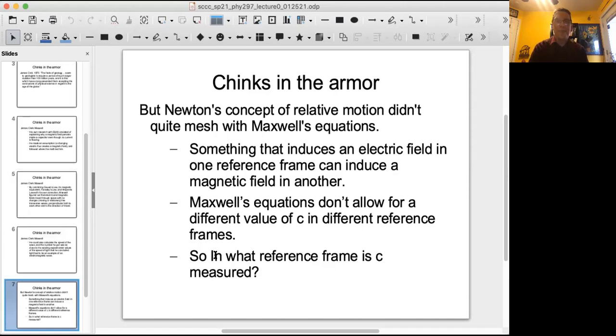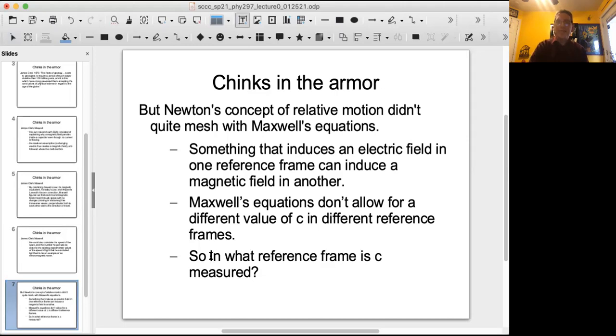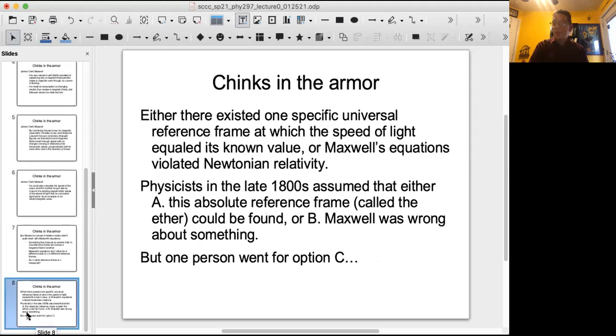And most physicists believed that there was some sort of absolute reference frame called the luminiferous ether, from which c is the accepted value, the speed of light is the accepted value. And then if you're moving relative to the ether, you'll get a slightly different value for c.